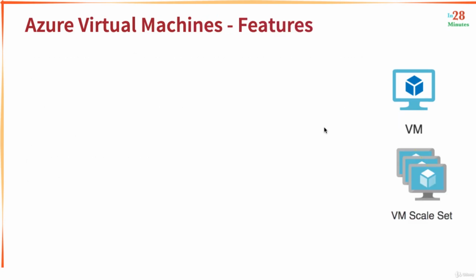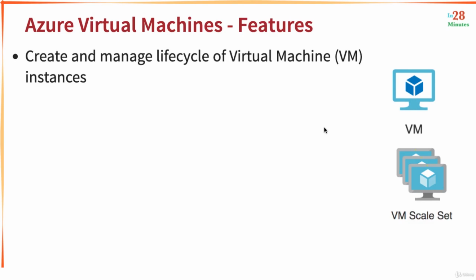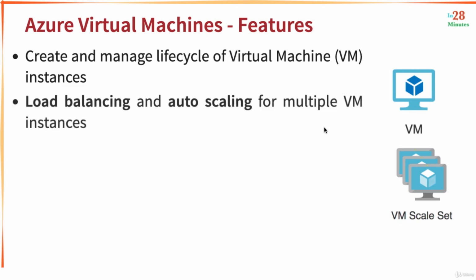What are the features that Azure Virtual Machines offer? It helps you to create and manage the lifecycle of your virtual machine instances. You can create, start, stop, restart, or terminate your VM instances. You can also implement load balancing and auto scaling for multiple VM instances. If your application is deployed to multiple VM instances, you would want to have a load balancer to distribute the load between them. And you'd also want to be able to do auto scaling. You'd want to be able to increase the number of instances based on the load. If you have a lot of users using the application, then you would want to increase the number of instances. Otherwise, you'd want to decrease the number of instances.